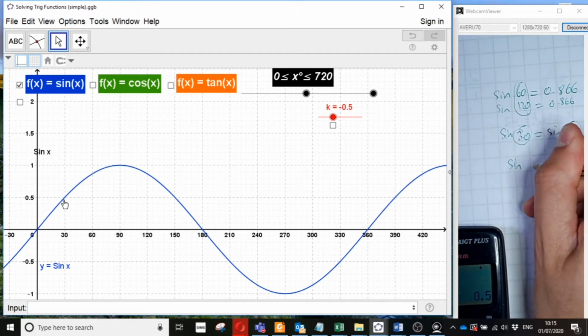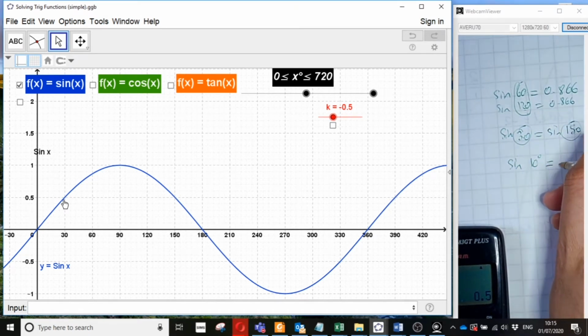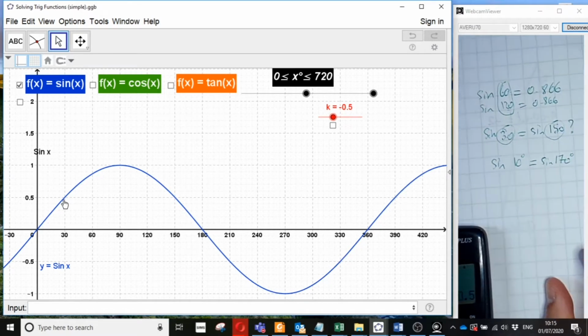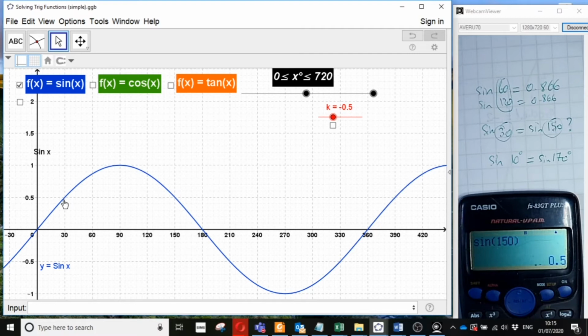So, in theory, sine of 10 degrees should be equal to the sine of 170 degrees. Let's see if that's true. Sine of 10 is that number. Sine of 170 is that number. Excellent.